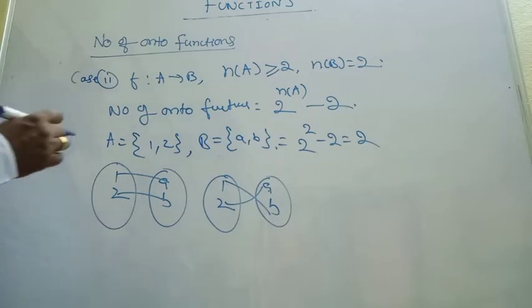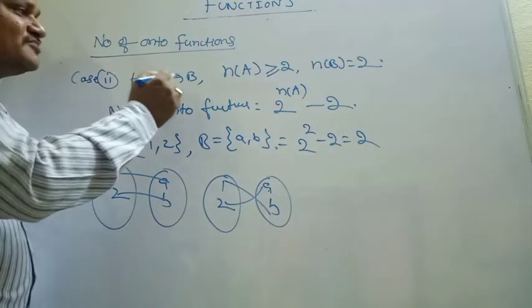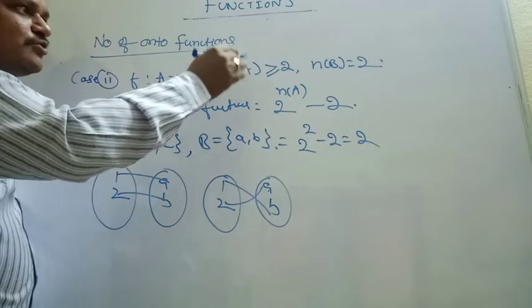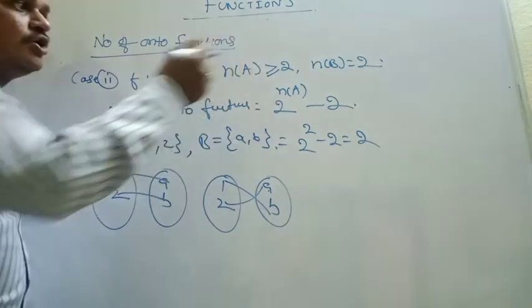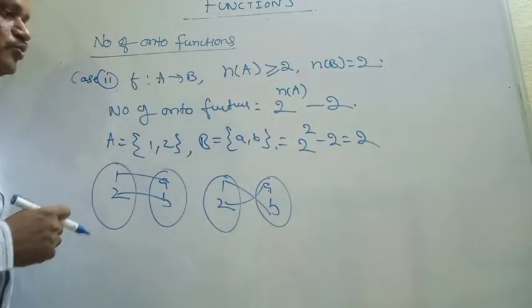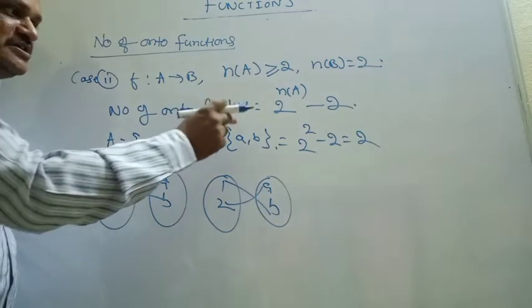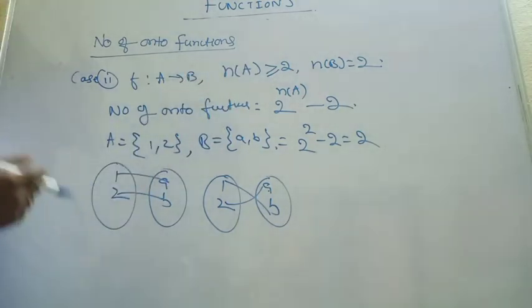Okay, when f is a function from A to B, with n(A) greater than or equal to 2 and n(B) equal to 2, the number of onto functions is 2^n(A) minus 2. Here A is {1, 2}, B is {a, b}, so 2 squared minus 2, that equals 2 functions we are having in this.